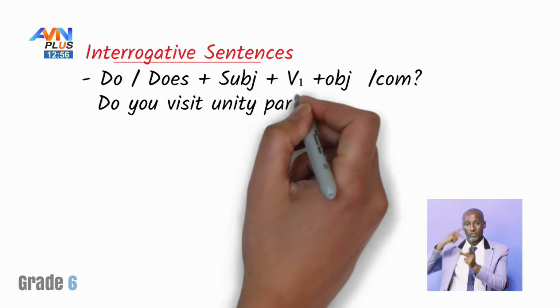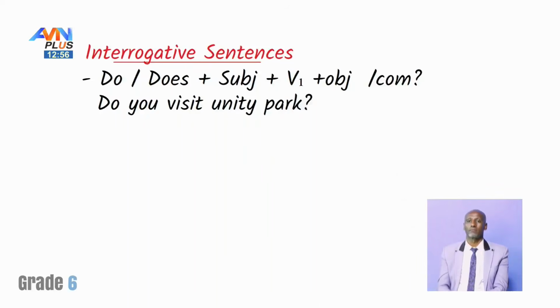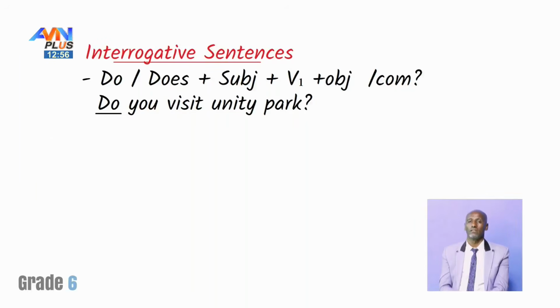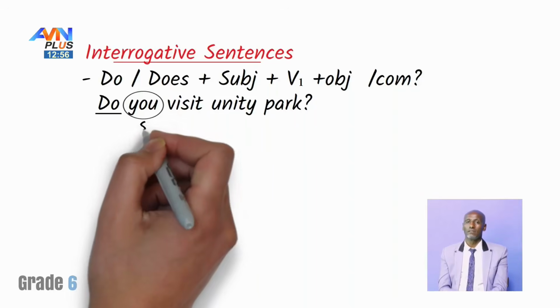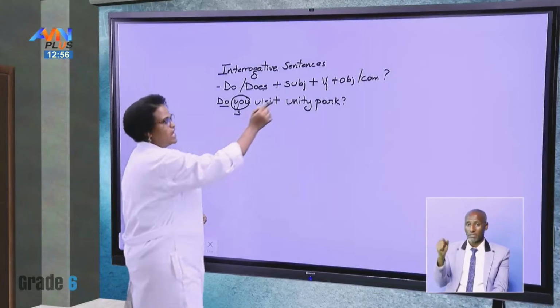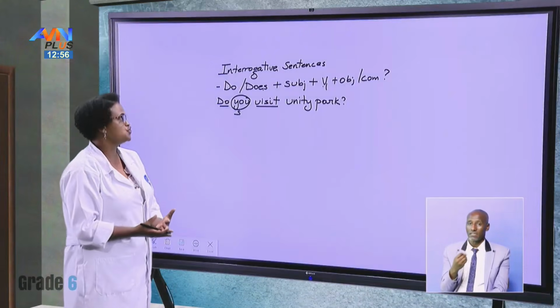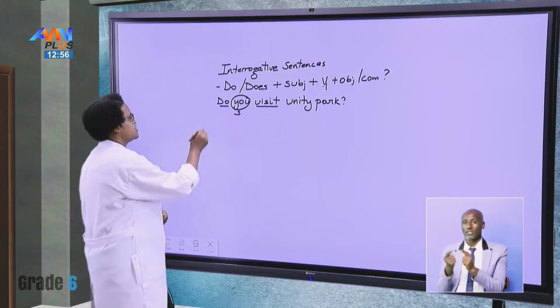Look, do you visit Unity Park? What do we have here? Do, just like the form. Then we go on to the subject, right? So here is our subject, you. Then it says what? Verb 1, visit, and our object. That's how we change it into a question. Let's do it together. Okay.